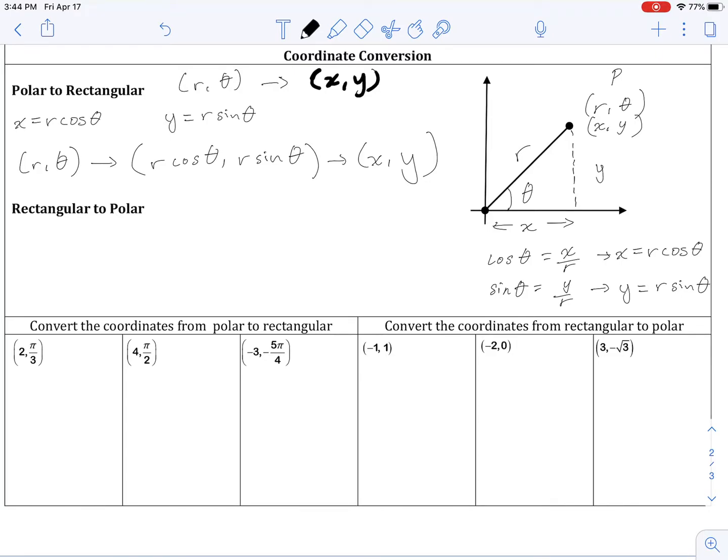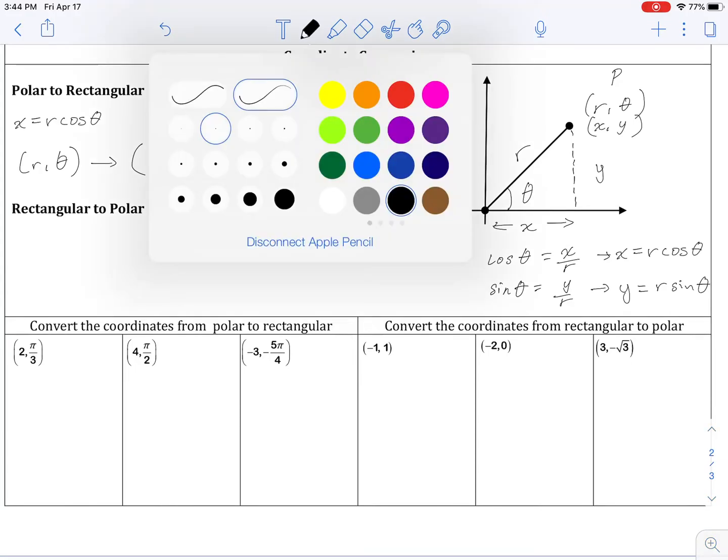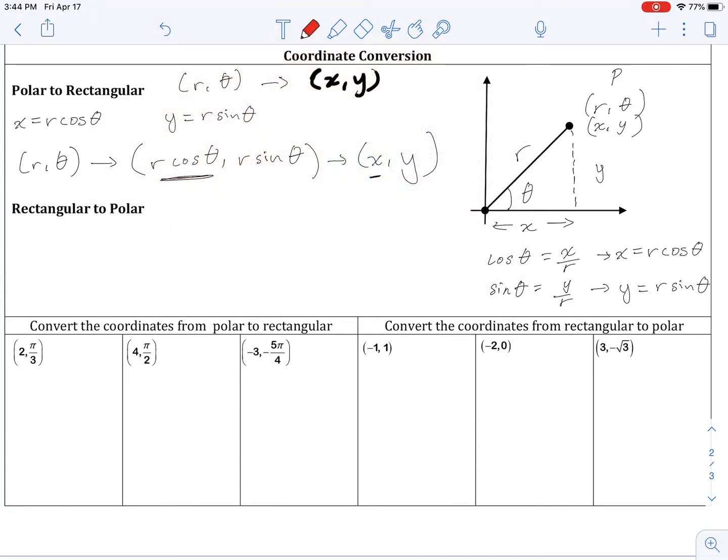In other words, if you're given a polar coordinate and you know your r value and you know your theta value, simply finding r cosine theta will then give you your x. And if you know your r and your theta, finding r sine theta is going to then give you your y. And you can take that polar coordinate and then rewrite it in rectangular form.